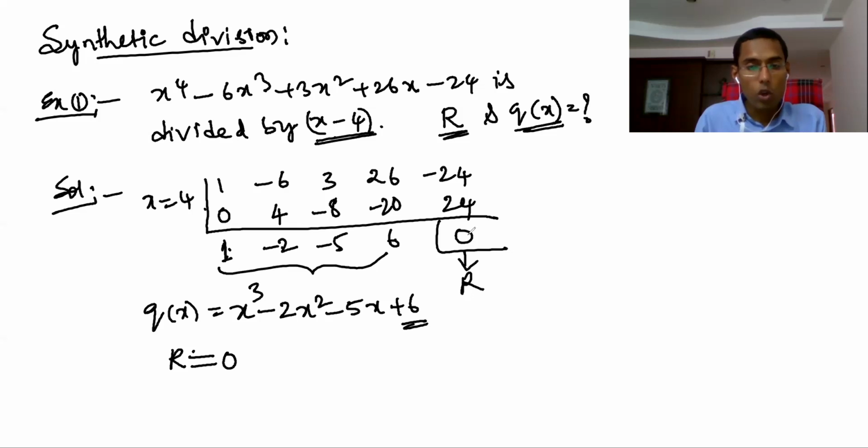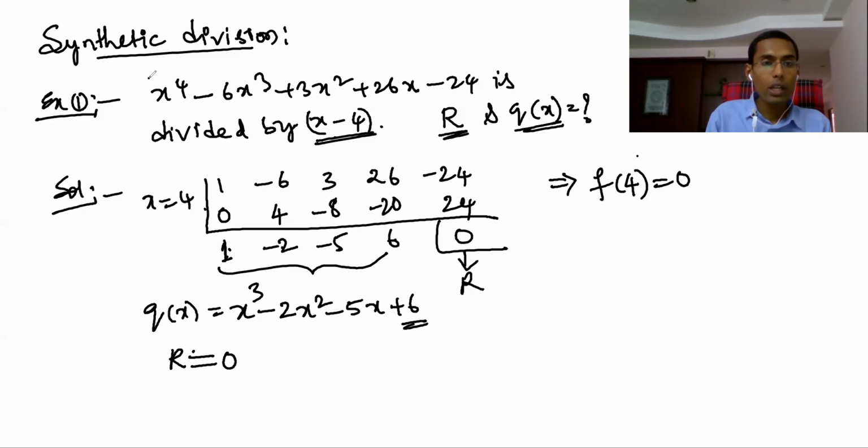Actually the remainder you get is a constant. We already saw by the remainder theorem that f of 4 is the remainder. If you find f of 4, you are also going to get 0. Okay, this is synthetic division, how to divide a polynomial by a linear expression.